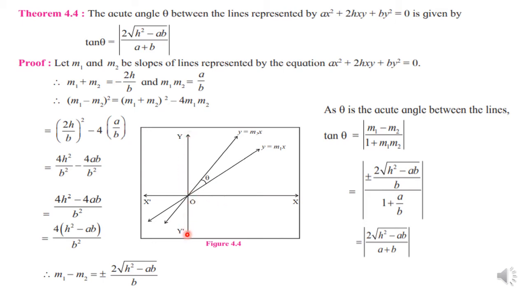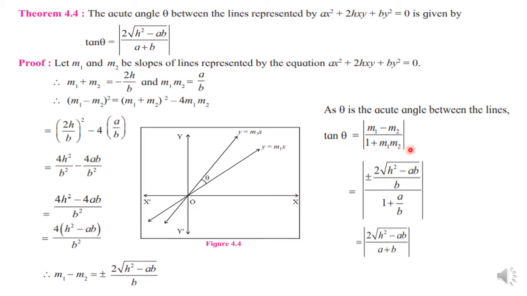Now to help you visualize the situation, this figure is given to you. As you can see over here, the lines pass through the origin. And in general, the equation of a line passing through the origin is y is equal to mx. So the equation of one of the lines is y is equal to m1x, and the other line is y is equal to m2x. Now suppose theta is the angle between the lines. Then we have tan theta is equal to m1 minus m2 upon 1 plus m1 m2.